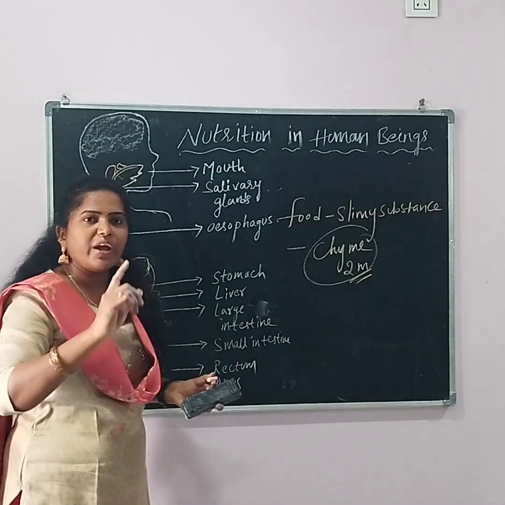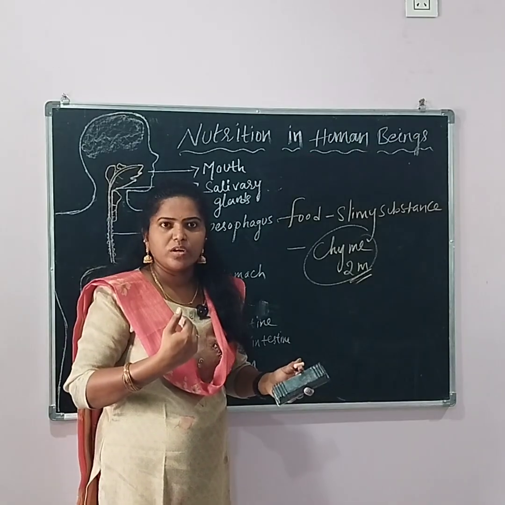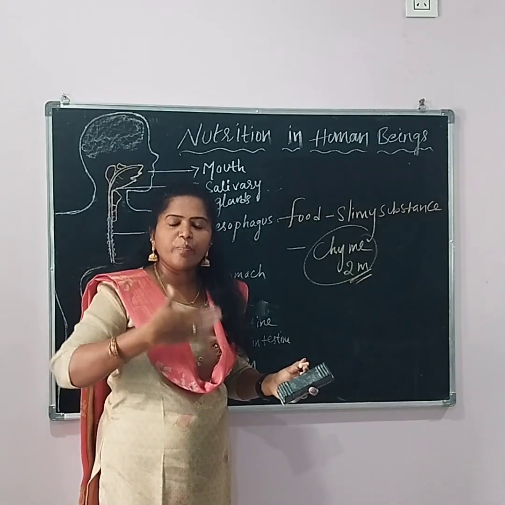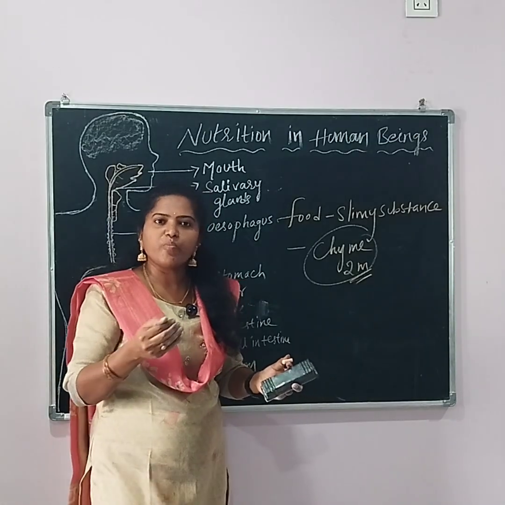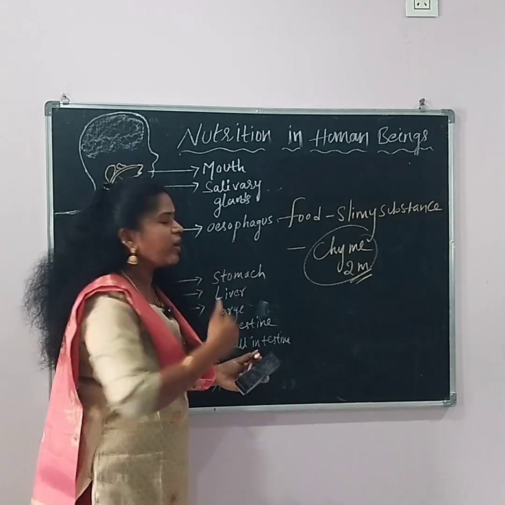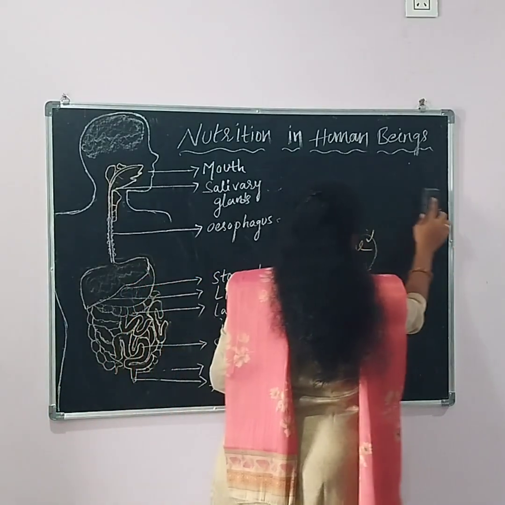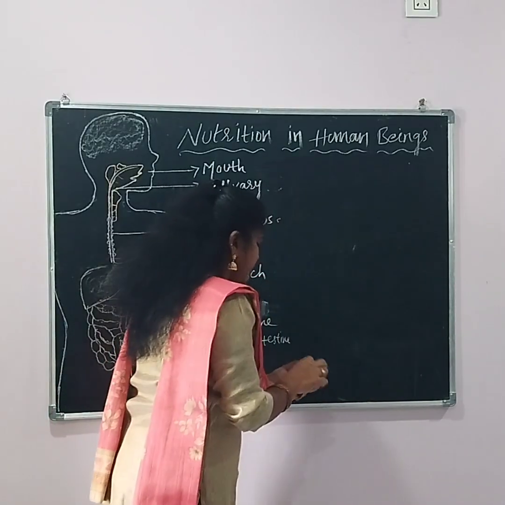And here carbohydrates, I said that carbohydrates break down in the mouth. Complex carbohydrates are broken down into simple carbohydrates, simple molecules, and proteins are broken down here. And here fats. What about the fats? Liver.